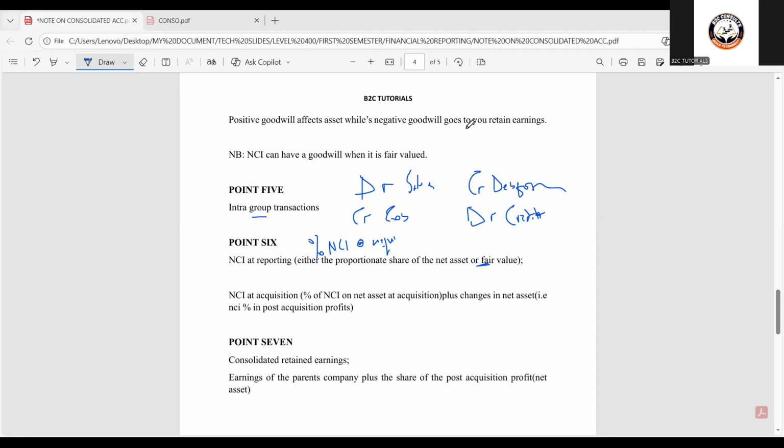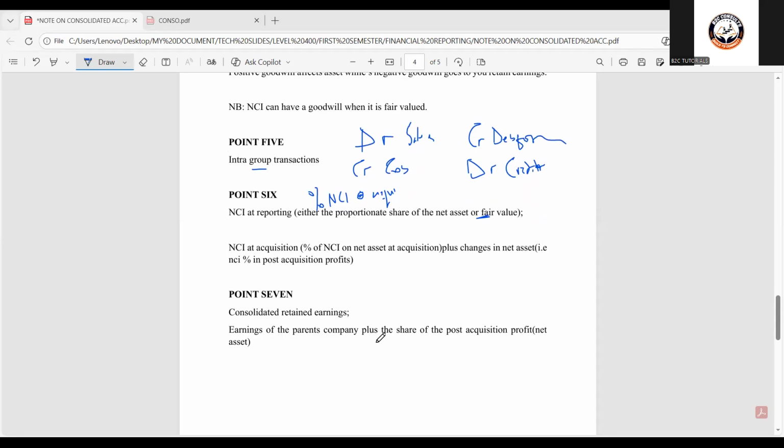Having said that, we do what we call consolidated retained earnings, whereby you pick the retained earnings in the balance sheet. Your post-acquisition profit will come in there, your unrealized profit will come in there, your impairment will come in there, your depreciation would also show up there. Any losses that were made during the period will show up in the consolidated retained earnings. This is how the structure needs to be looked at.